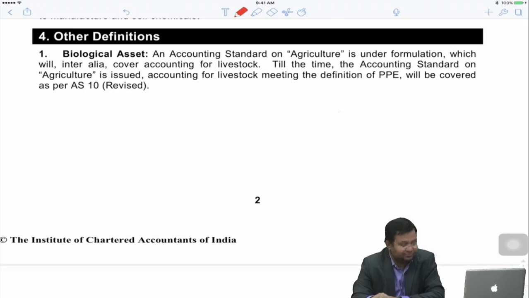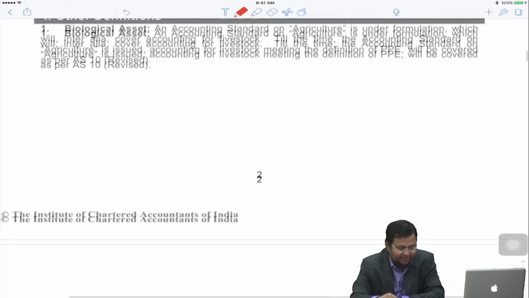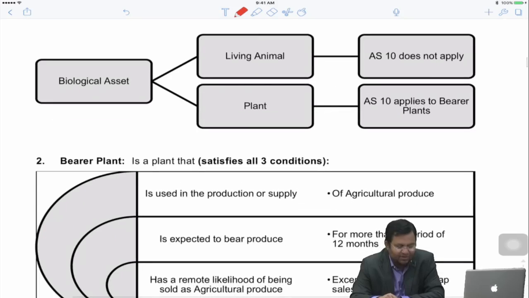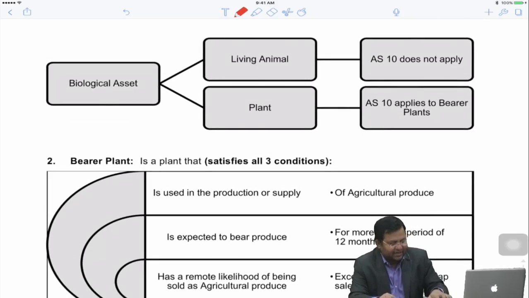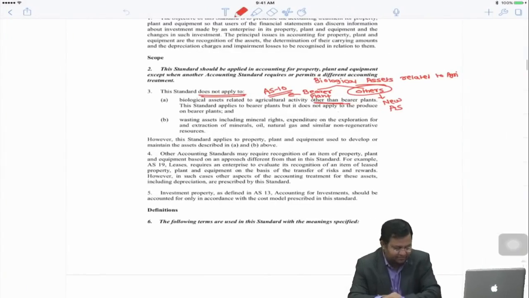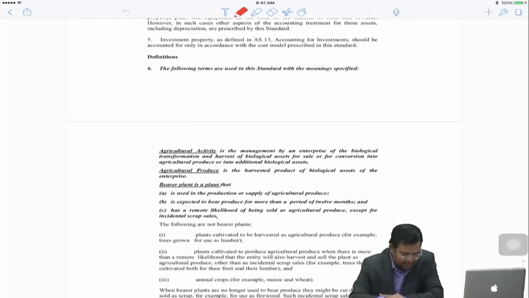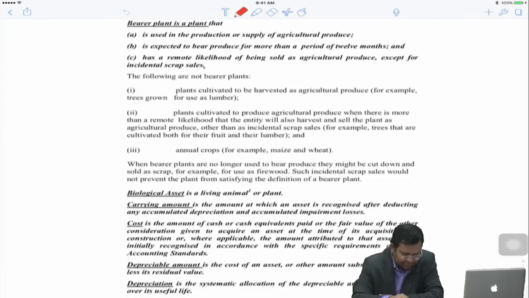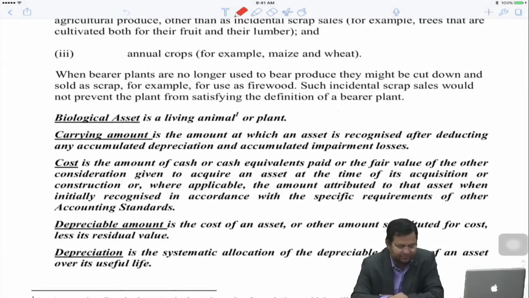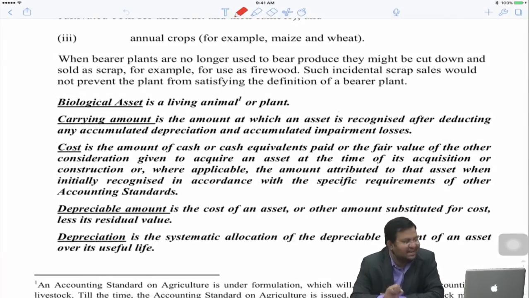Biological asset. An accounting standard on agriculture is under formulation which will inter alia cover accounting for livestock. Till that time, accounting standard on agriculture is issued, accounting of livestock meeting the definition of PPE will be covered as per AS10. What is biological asset? Technical definition bare text में देखते हैं हम. Look at the biological asset का definition in a very simple language. Biological asset is a living animal और a plant.